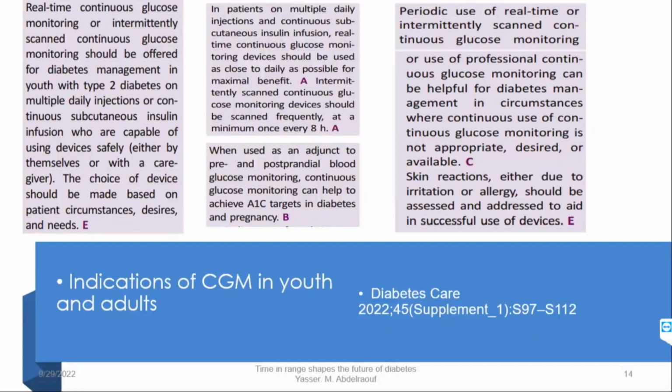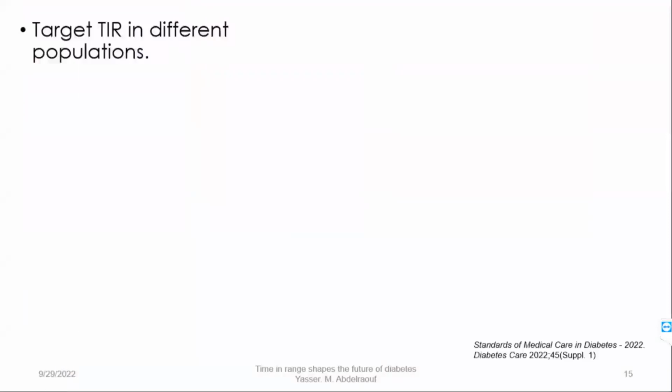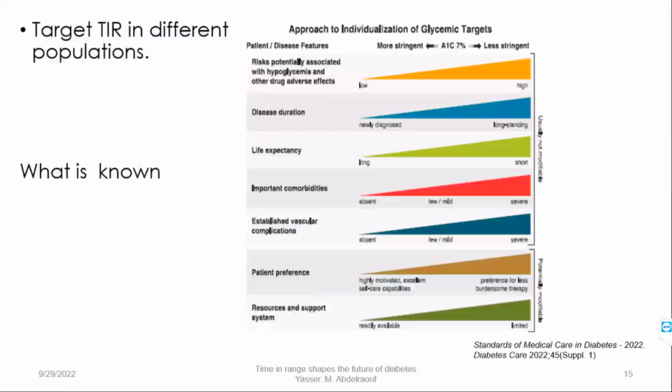Sometimes the patient has some sort of skin reactions and they are not tolerating the device, and sometimes there is an economic issue. That's why intermittent real-time continuous glucose monitoring or intermittent scanned or professional continuous glucose monitoring can be used to improve the diabetes control. This is the time range difference in the different populations. This is what is known.